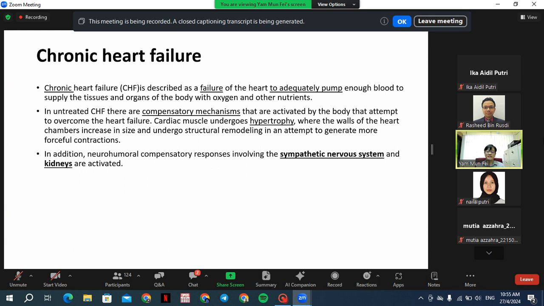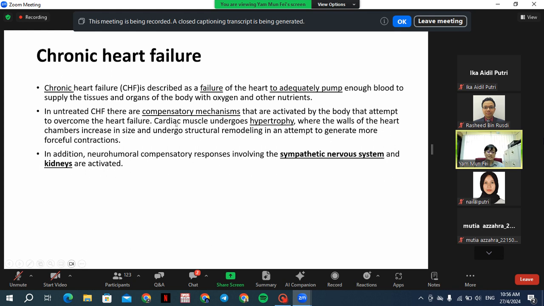Normally, heart failure is the chronic type. Chronic means it takes a very long time to develop. So when a person has chronic heart failure, meaning the heart cannot pump sufficient blood to the organs, the patient can still survive. Don't worry. Why? Because your body can compensate for the condition. Your body tries to overcome the condition. This mechanism we call the compensatory mechanism.